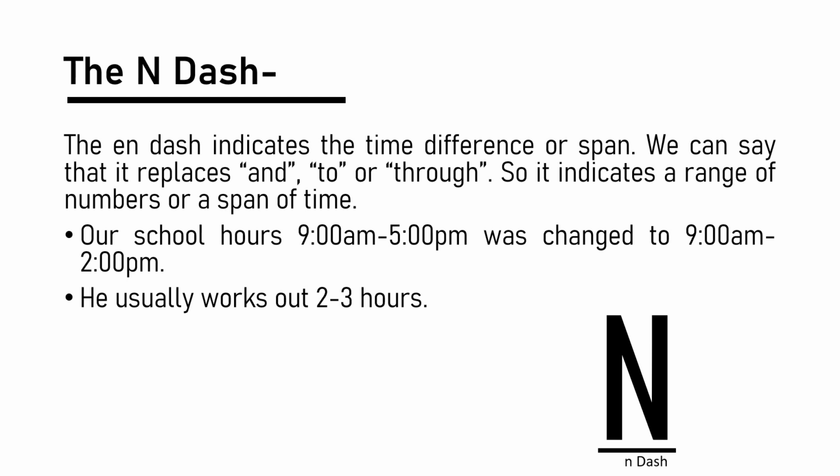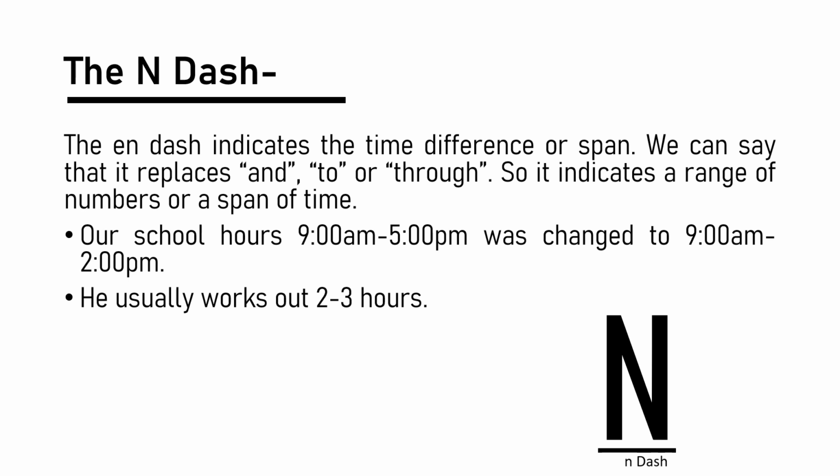Next, coming to the n dash. The n dash indicates a time difference or span. We can say that it replaces the words and, to or through. Means instead of writing and, to or through, you can simply put an n dash, so it indicates a range of numbers or a span of time.